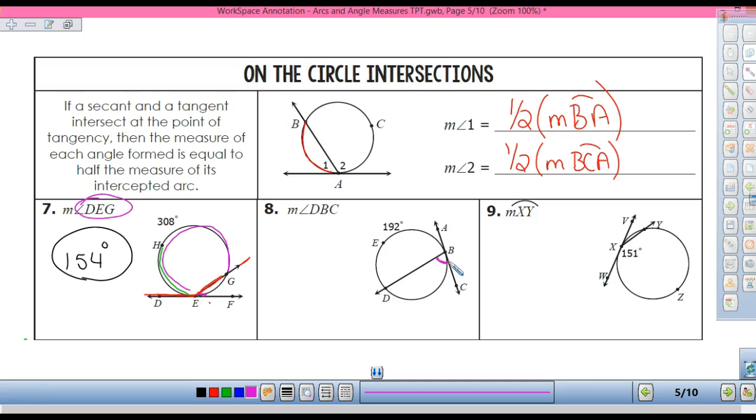Yeah, because this whole circle is what? 360. This arc is 192, so this arc has to be 360 minus 192, which is... 168, 360 minus 192. Okay, and now how do I find the angle? Yep, divide it by 2 or multiply it by 1/2. DBC is what? 84 degrees.